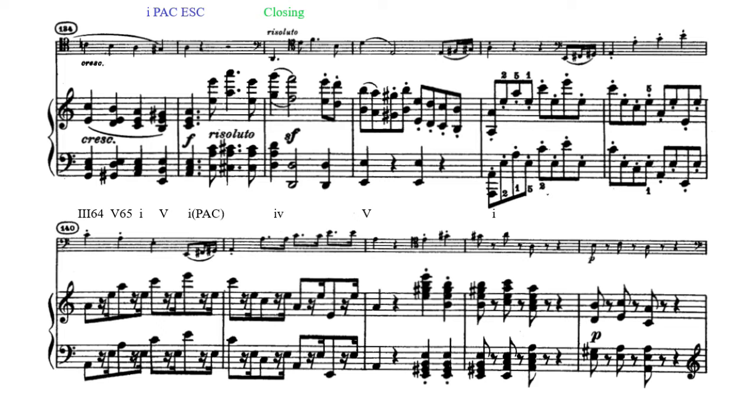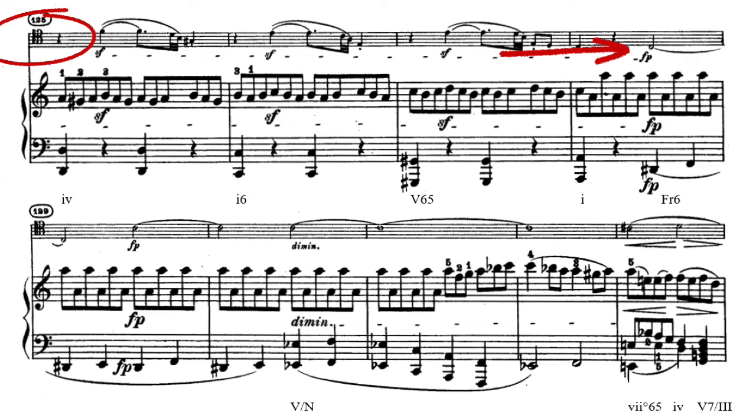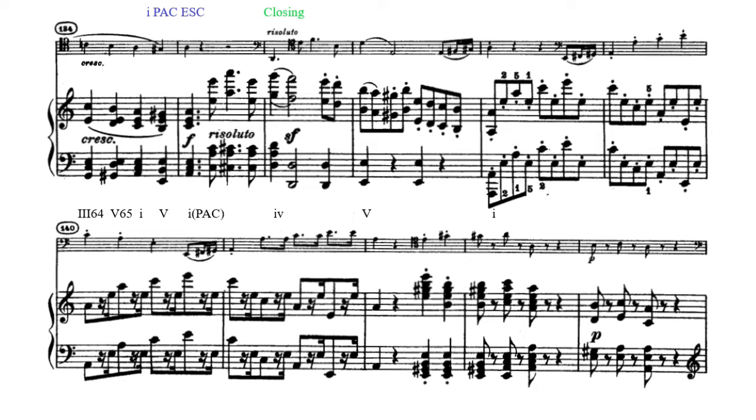As in the exposition, the cellist is holding out a C here, carrying a torch for the quote-unquote if only tonality of C major, which, it's now very apparent, the first movement will be unable to return to. This music isn't done yet, though.